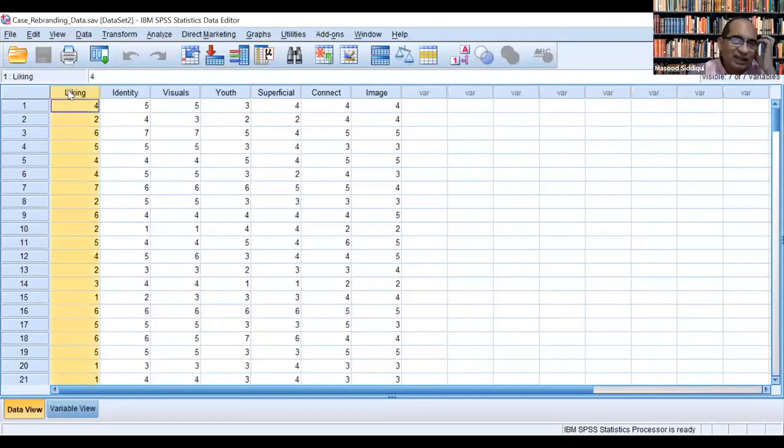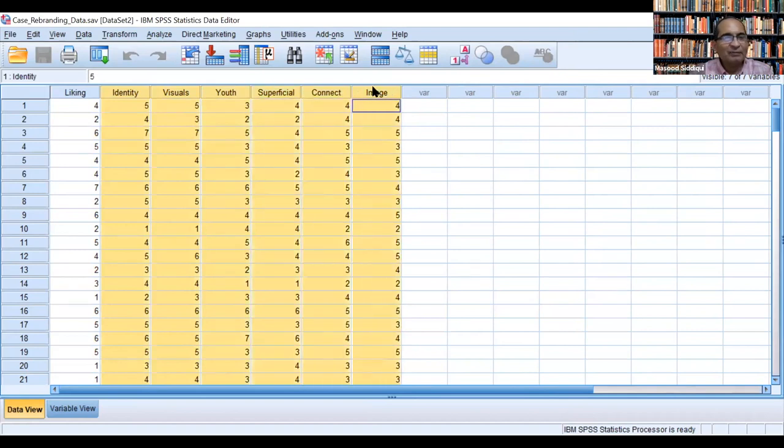So I am sharing the data file related to the case. We will run the regression analysis, then we will make the interpretation. So this is the data file. Here we have the dependent variable, that is the overall likeness. And we have 6 independent variables or 6 predictors: identity, visuals, youthfulness, superficial, connect, and image.